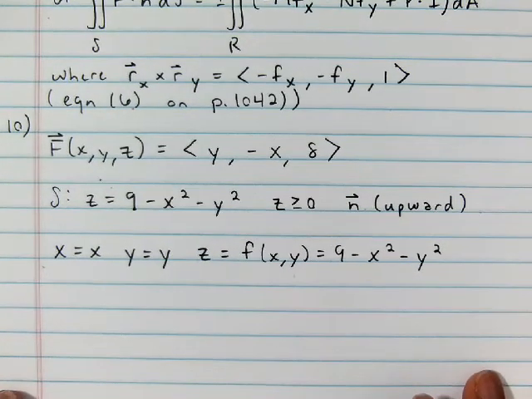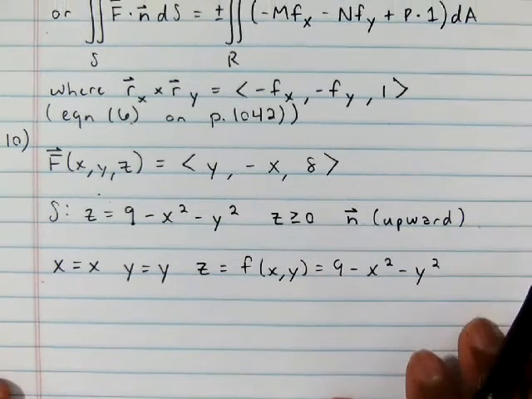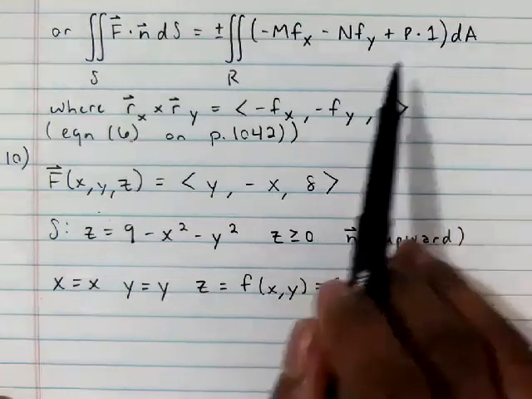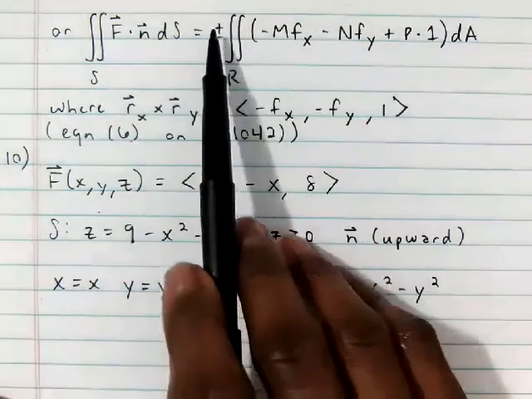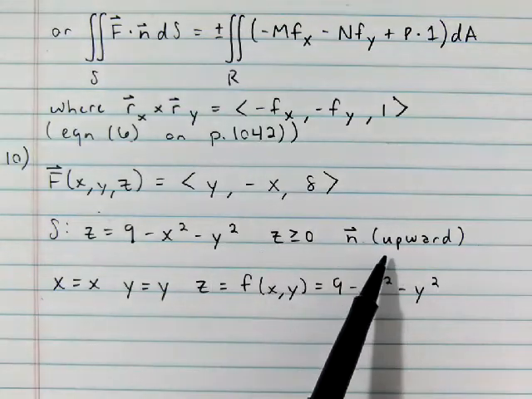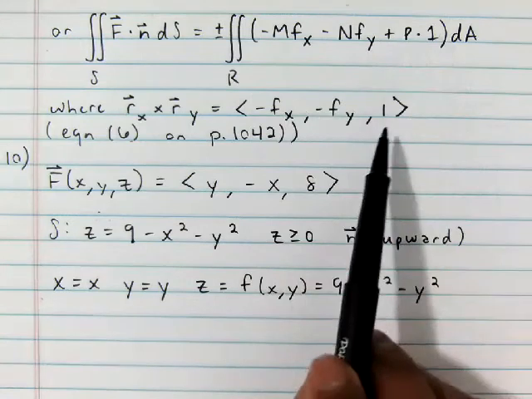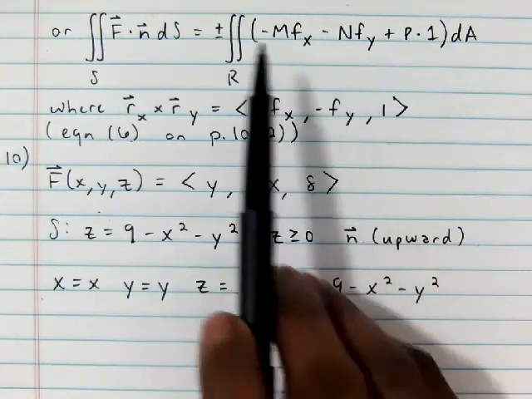Now if we're going to use this formula that we have up here, we just need to plug stuff in here. We need to figure out whether we should have a plus sign or a minus sign in front of it, and that's determined by this, which says upward. I already said this is built in as upward, so we're just going to use the plus sign.